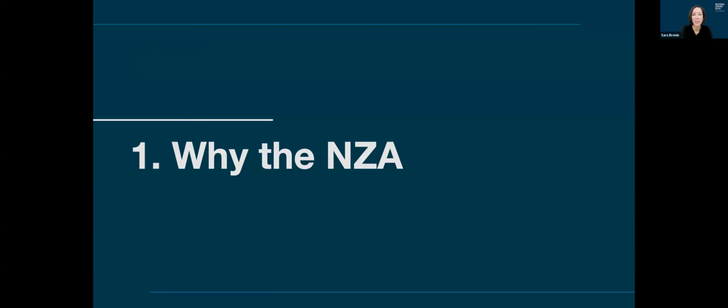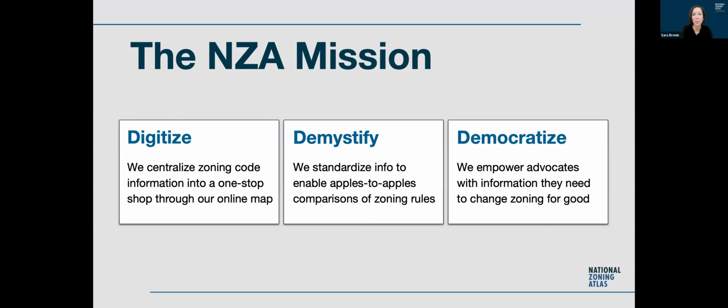As we think about why the National Zoning Atlas, if we go to the next slide, we really have three parts to our mission, and we always say it's to digitize, demystify, and democratize information about zoning. And by digitize, we mean to put information, in some cases, that's never been digitized. And Melissa and Matthew will talk about that and some of the issues that we have in finding codes and digitizing them and how we do it. When we say demystify, we really mean to try to help explain zoning to the public, to enable those apples to apples comparisons across places.